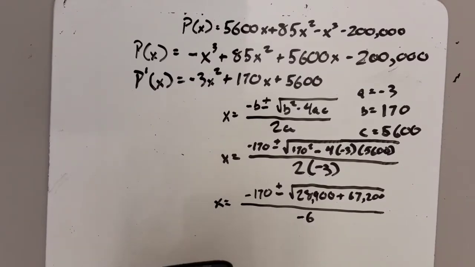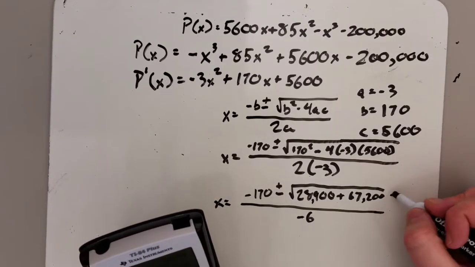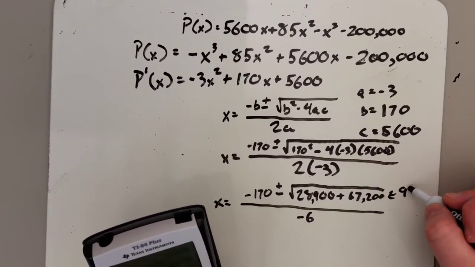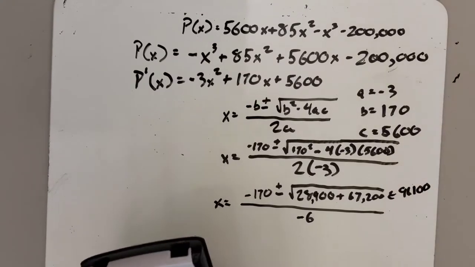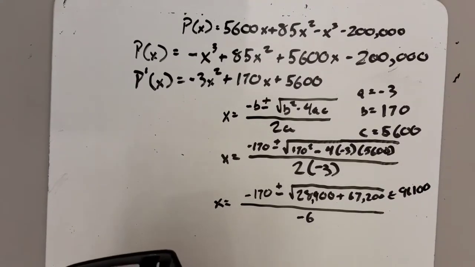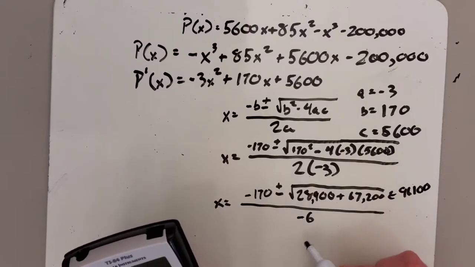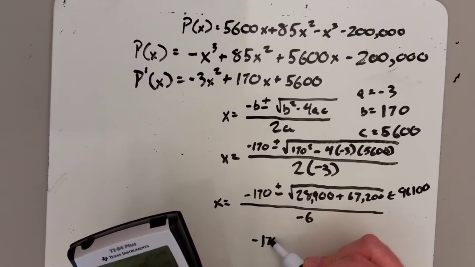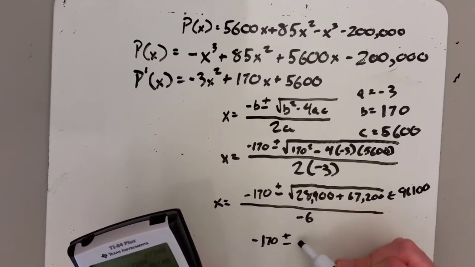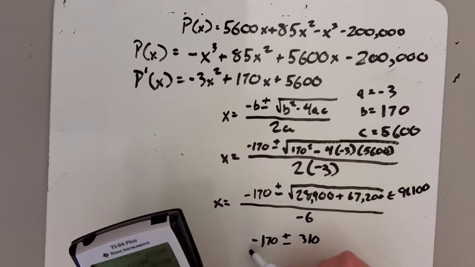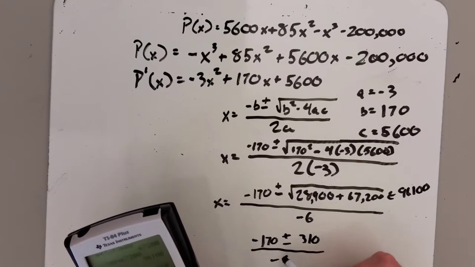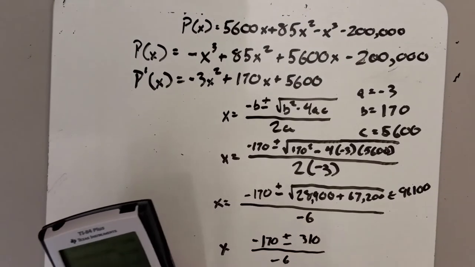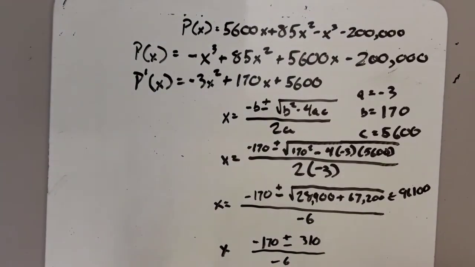So what's inside here will equal 96,100, and hopefully that's a perfect square. It is. It's 310. So I have negative 170 plus or minus 310 divided by negative 6. Okay. Again, I'm going to have two different answers that come out of here.